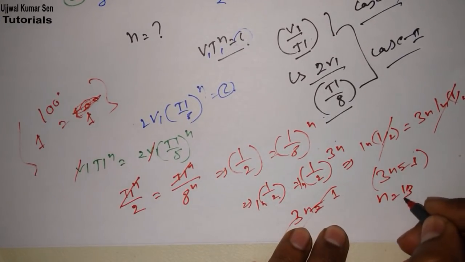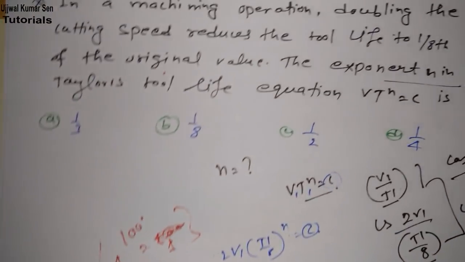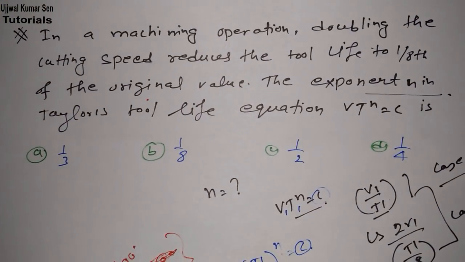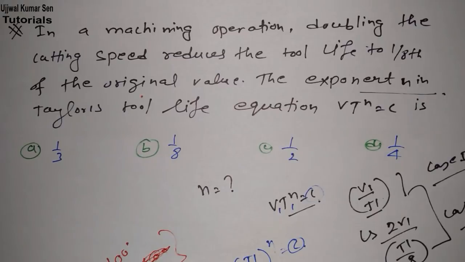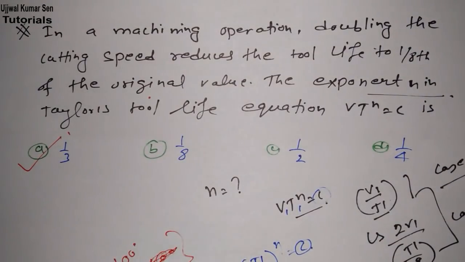And n is equal to what? 1 by 3. So as you can see, the answer options you have been given, you can choose or mark the right answer quite easily. So which one is the right answer? Can you guess, my dear? Don't need to guess, because I have shared with you how to solve the question. So A is the right answer.